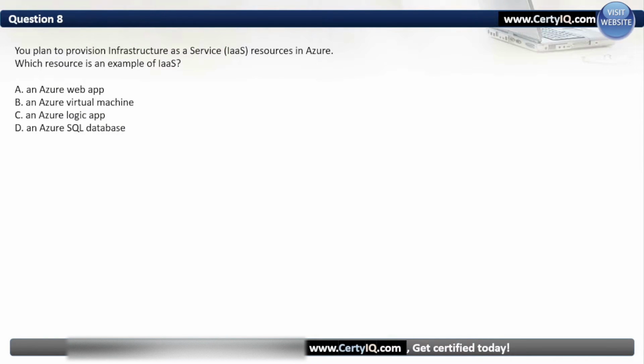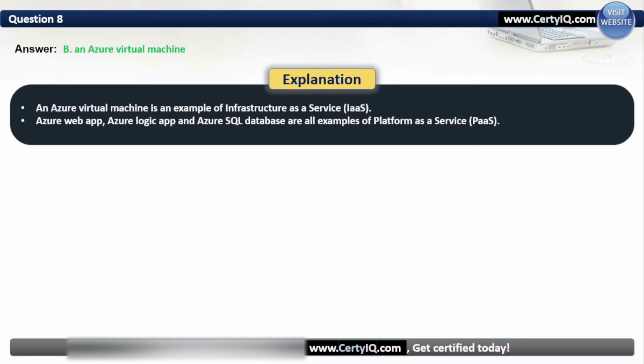Question 8. You plan to provision infrastructure as a service resources in Azure. Which resource is an example of infrastructure as a service? The correct option is B. An Azure virtual machine. An Azure virtual machine is an example of infrastructure as a service. Azure Web App, Azure Logic App, and Azure SQL Database are all examples of platform as a service.